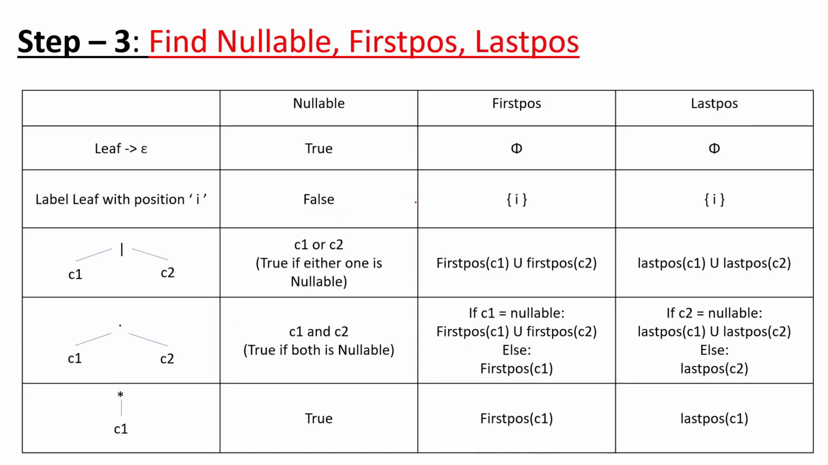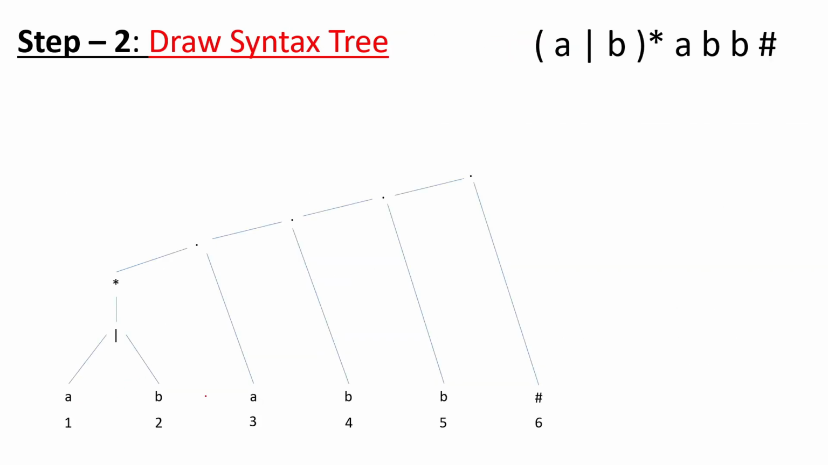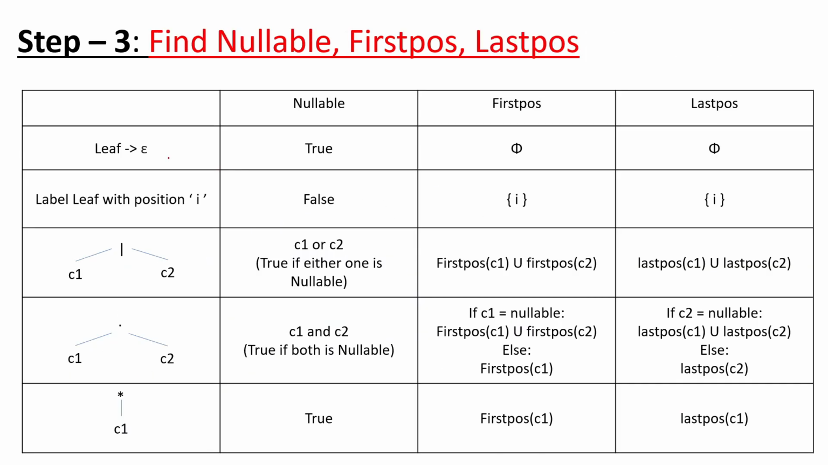Now is step 3. What is it? We have to find the nullable, the first pos, and the last pos. What are these things? We're going to see one by one. Let's just see what it says. If there is a leaf node, like these are the leaf nodes, and if there is an epsilon, then it is by default nullable. We're going to say it won't have a first pos, it won't have a last pos. These are just empty. We're denoting these as empty.